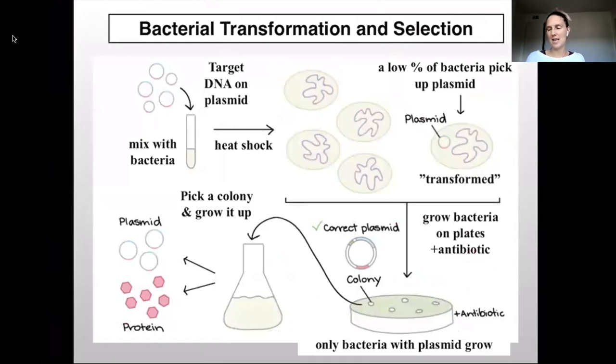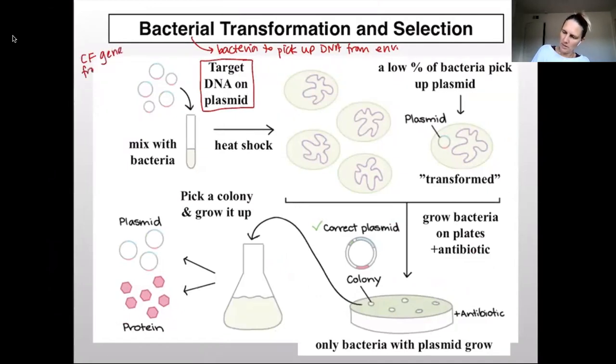All right, so bacterial transformation. This is again the ability for bacteria to pick up DNA from the environment, right? And in a lab, we've kind of hijacked that ability. The way that we do this is we have taken a target piece of DNA, for example, the cystic fibrosis gene from humans.